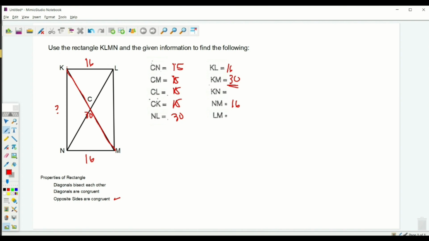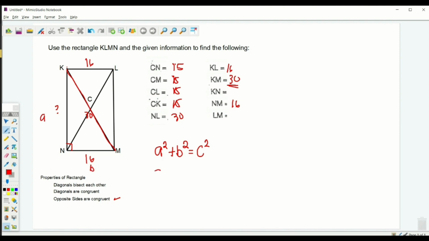So para makuha natin si side KN, we will apply Pythagorean theorem. Paano po yun? That is the sum of the squares of the two legs is equal to the square of its hypotenuse, which is the longest side. So these two are the legs of the right triangle. So we only apply Pythagorean theorem if that is a right triangle. Now, let's say we set this as our A. Okay, so this is A, this is B, and the longest side is C.